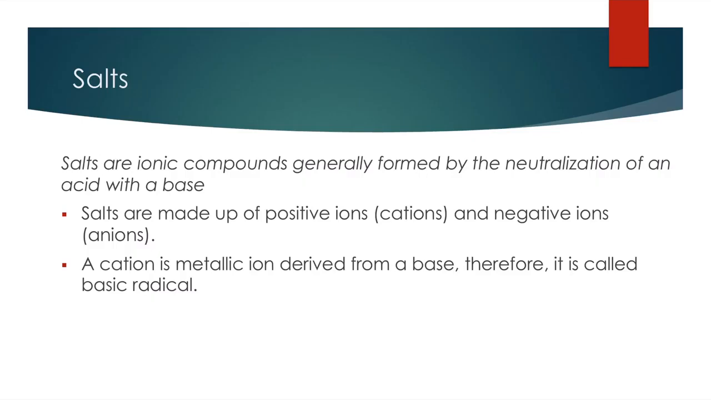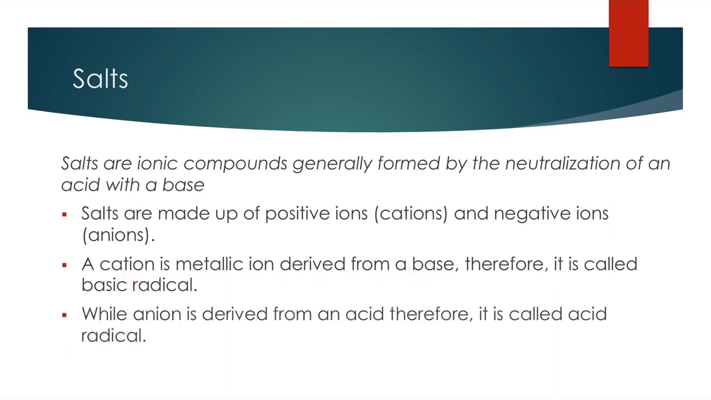The cation is a metallic ion derived from the base. So cation is always derived from the base. Okay, base is the source of cation. Base से क्या आता है? cation आता है. और acid से क्या आता है? Acid से आता है anion. When cation and anion both meet, they form salts. So always remember, cation comes from the base and anion comes from the acid.